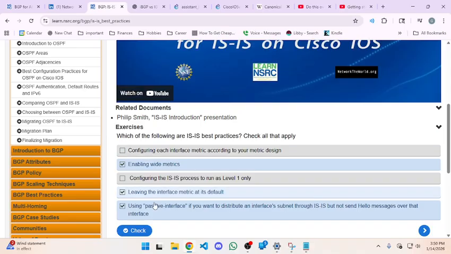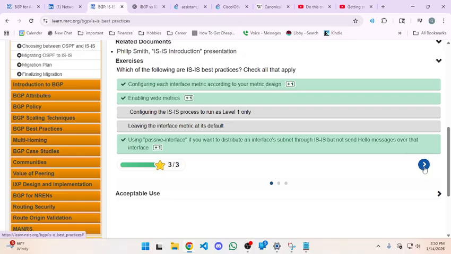I mean, I feel like it's this one. Let's go with that one instead of that one. There we go. Got it right. Perfect. Okay. Did better on that than I thought I would.